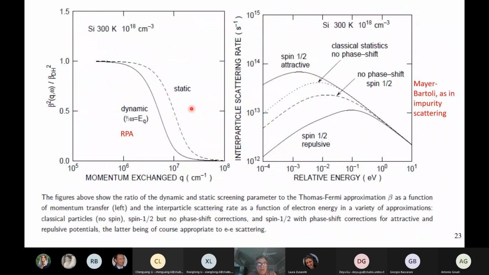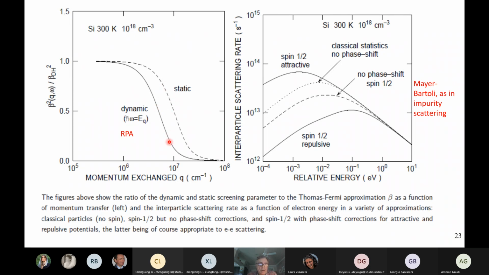First of all, the importance of some effects. This is the square screening parameter, with respect to the Debye-Hückel screening parameter that you have in a non-degenerate situation. So I'm assuming a density of 10 to the 18 electrons per cubic centimeter. And you see that screening gets weaker if you consider dynamic screening. Okay. Here I'm plotting it as a function of exchange momentum, and I'm using a frequency which is equal to the parabolic expression that you have for the momentum which is exchanged. Weaker screening in this range means a stronger interaction. So the effect is significant.